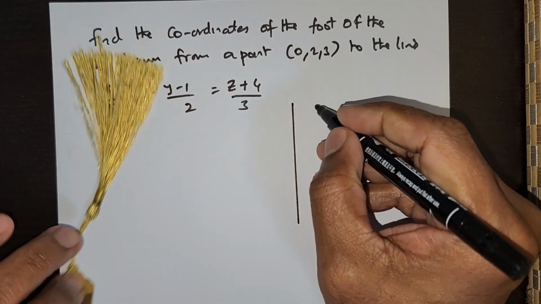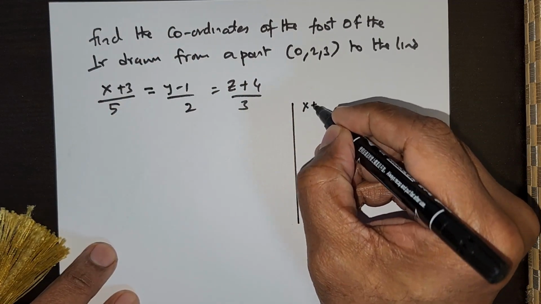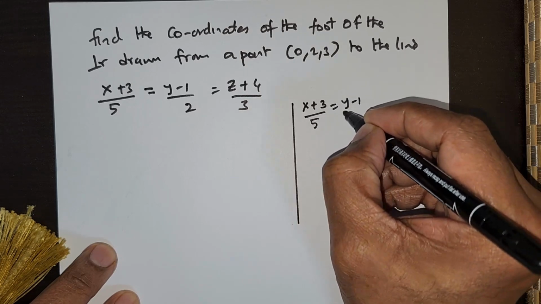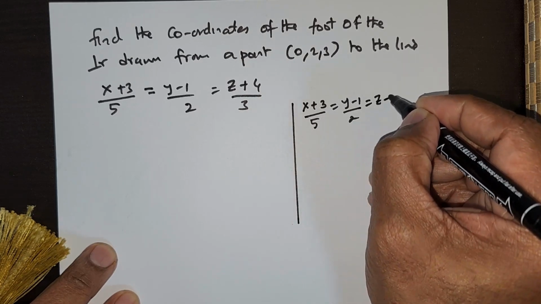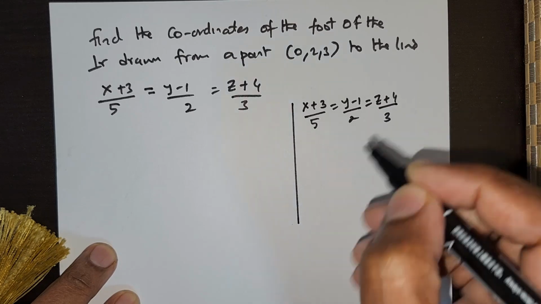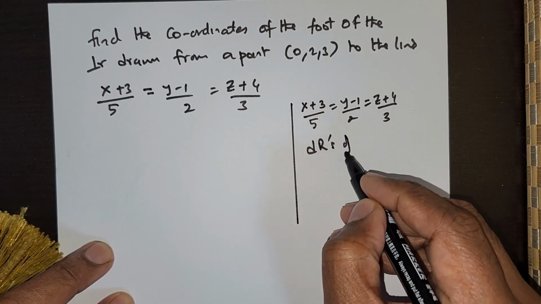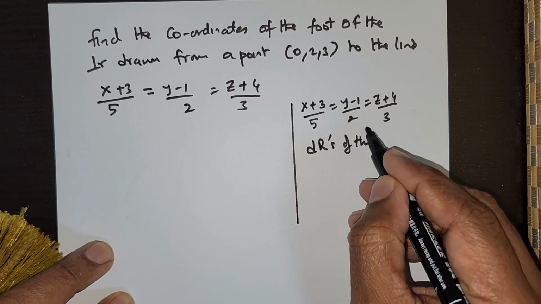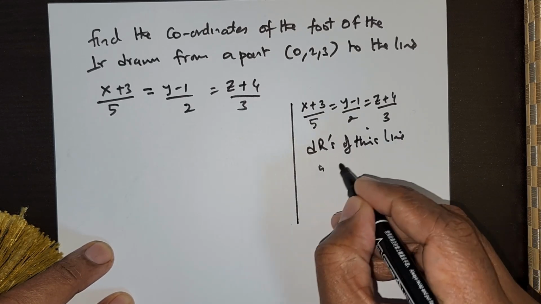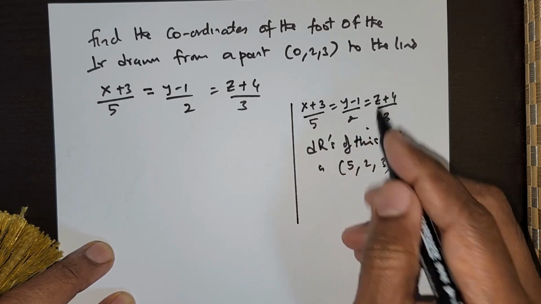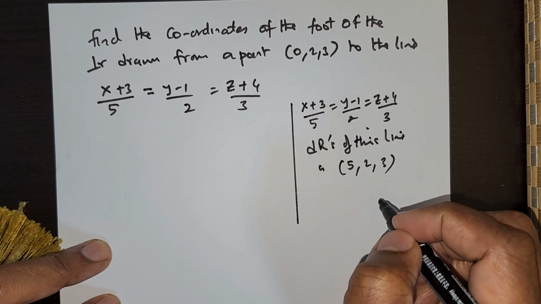This is the line. It is given as (x + 3)/5 = (y - 1)/2 = (z + 4)/3. Now the direction ratios of this line are 5, 2, 3. So that's the first point. You need to write that down.